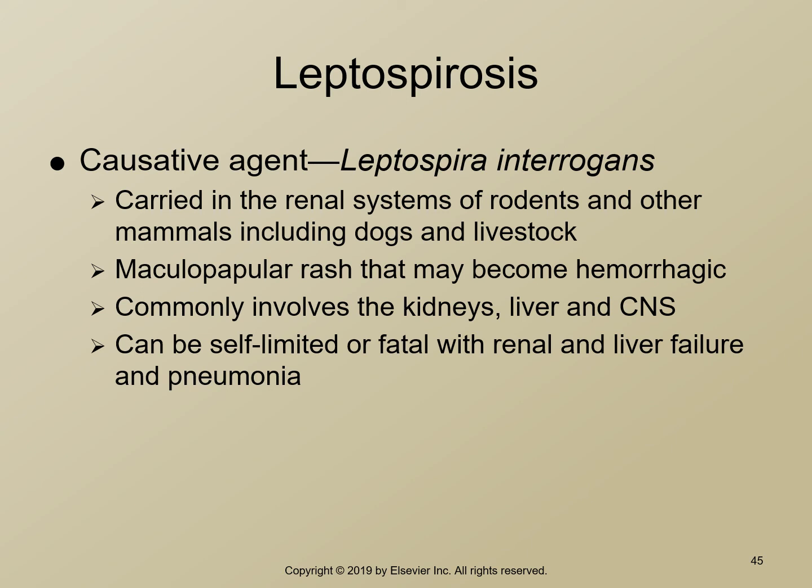The rash associated with leptospirosis is maculopapular and may become hemorrhagic. Disease manifestation with Leptospira infection varies from self-limiting to a fatal infection with renal and liver failure, along with pneumonia.